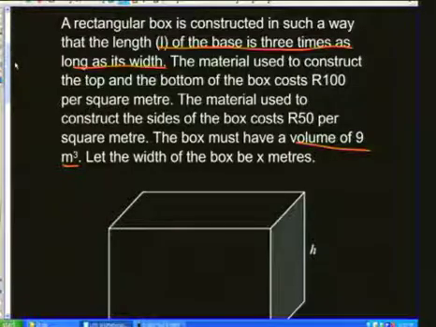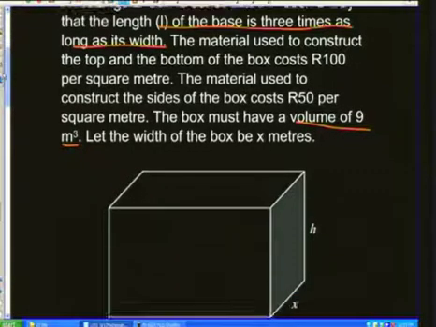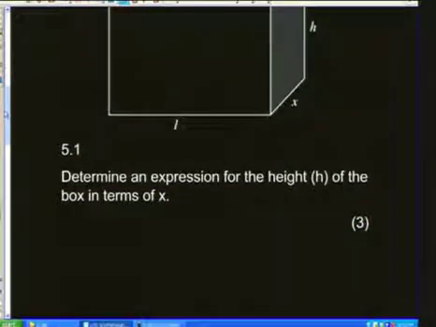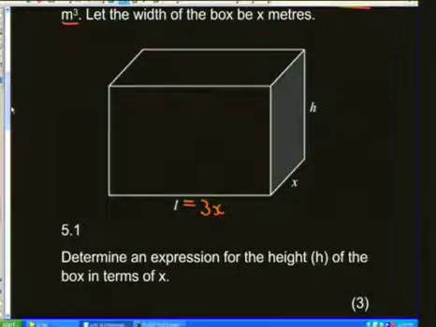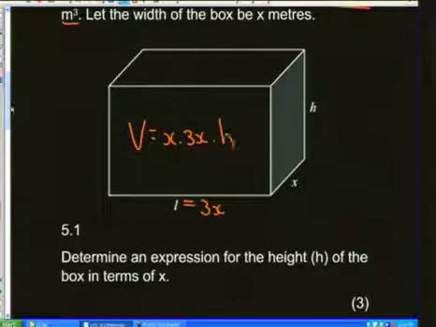Let the width of the box be x meters. So they've drawn the picture for us, which is great. And the first question says, determine an expression for the height h of the box in terms of x. Well, we know that the length is 3 times the width, so the length must be 3x. We don't know anything about the height, but we do know about the volume of the box. Now remember, volume on a regular figure is always the area of the base times the perpendicular height. So if we're looking at this, the area of the base will be x times 3x times the height. And we know that that's 9.